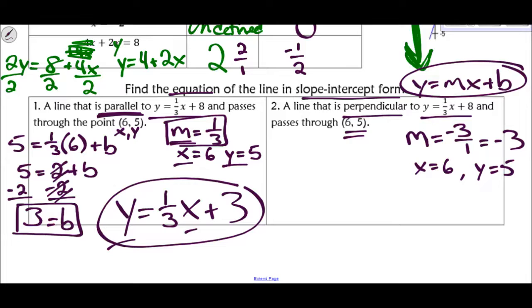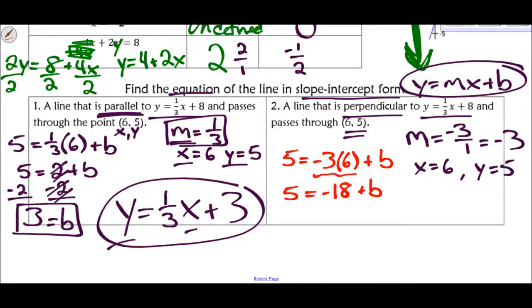Setting it up the exact same way. Y is 5. Negative 3 is my slope. 6 is my x, and I still don't know my new b. I have to find that. Same first step. I'm still going to multiply negative 3 times 6. Gives me negative 18.